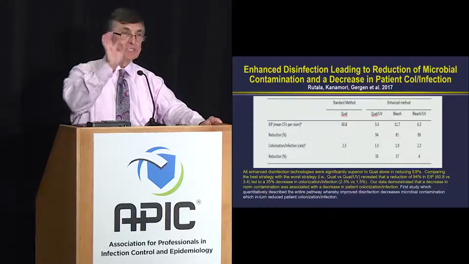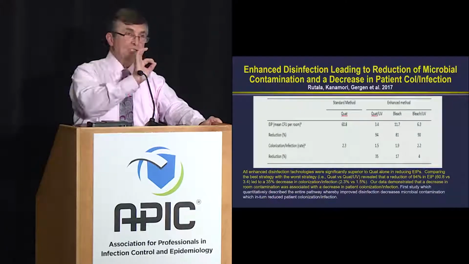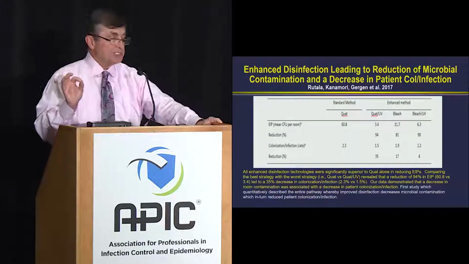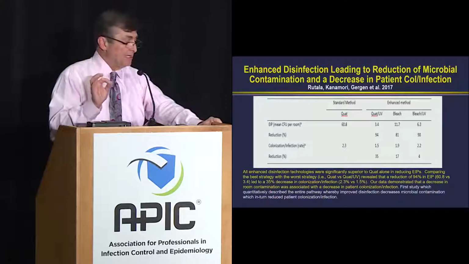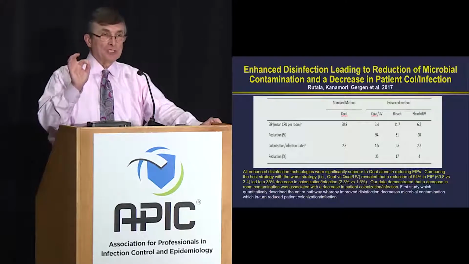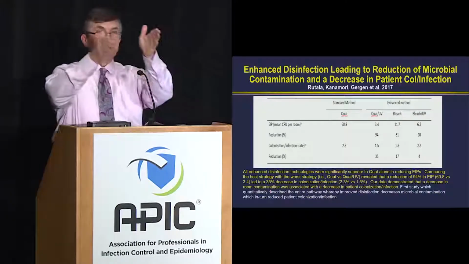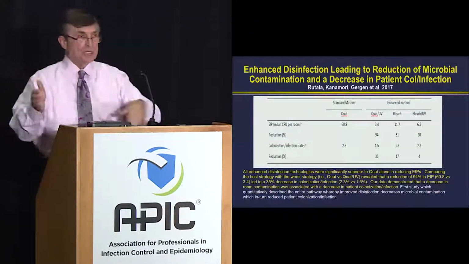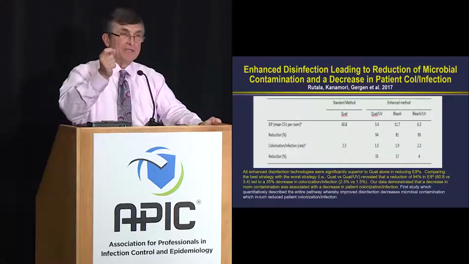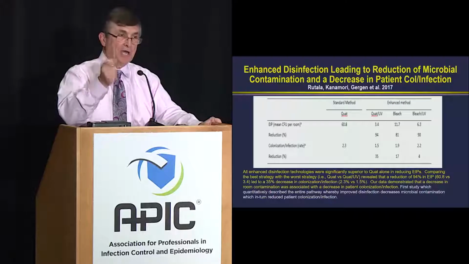Then you may be able to see much smaller numbers over to the right of that number. Numbers like from 60 to 3, from 60 to 11, from 60 to 3. So essentially those enhancements resulted in an 80 to 94% reduction in microbial contamination. Now the question is, did that result in a reduction of HAIs?